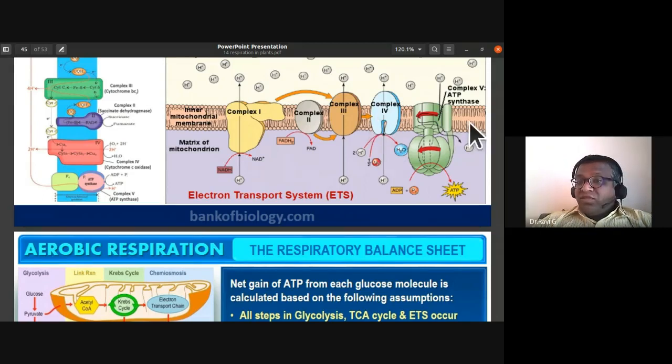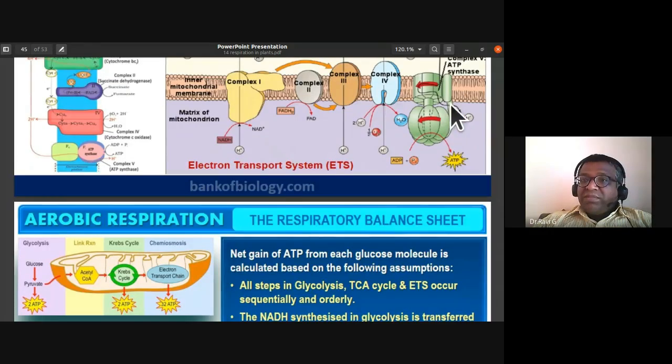So from this complex 4, finally, once these are oxidized, now complex 5 gets involved. Complex 5 has the F0, which is the piece that is fixed within this membrane.